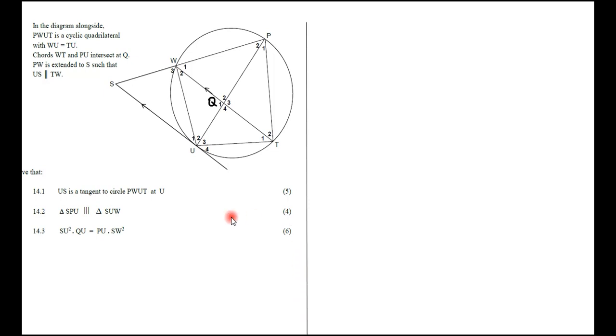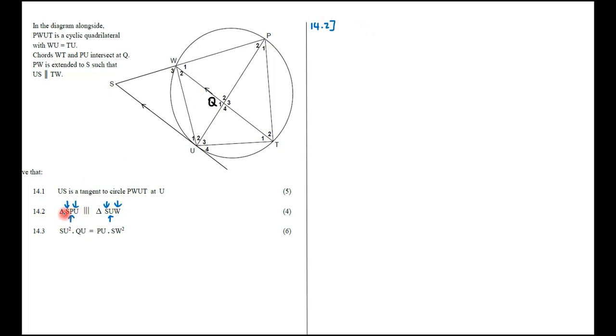All right, in the second question, they want us to prove that triangle SPW is similar to triangle SUW. Usually, most of the time when you're given this, it's like a hint. It's a hint that you need to come up with a reason why this angle is equal to that, why this angle is equal to that, and why this angle is equal to that one. Now, what's the first thing we're going to do here?